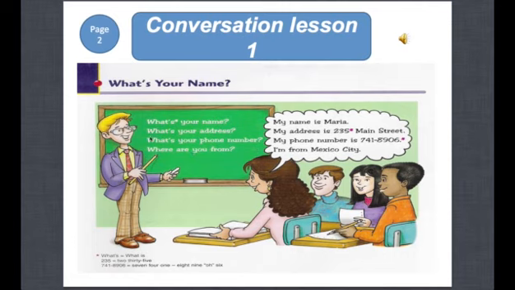Second question, what's your address? As we already know what address means. My address is 235 Main Street. This is her address. Third question, what's your phone number? My phone number is 741-8906.